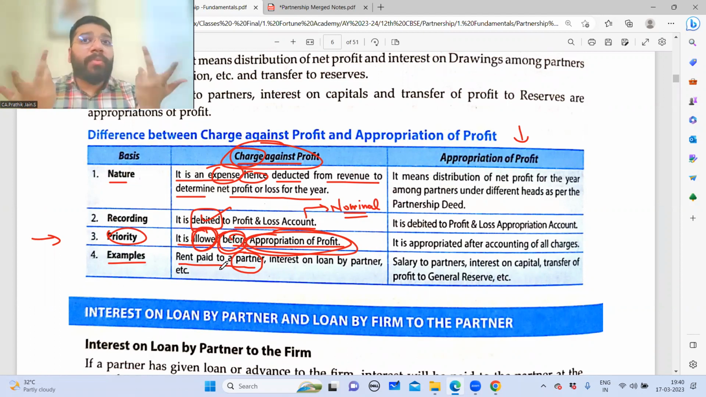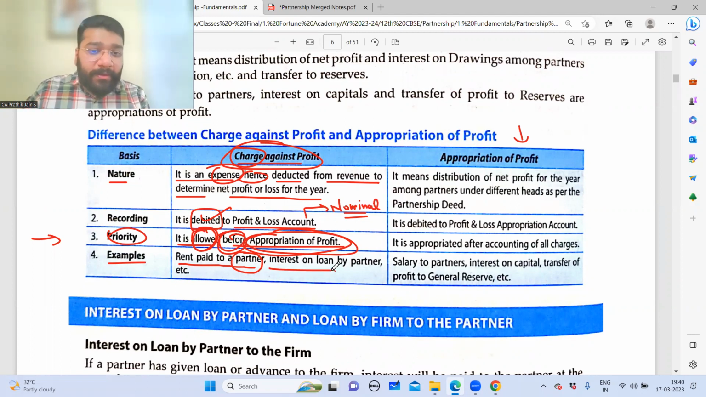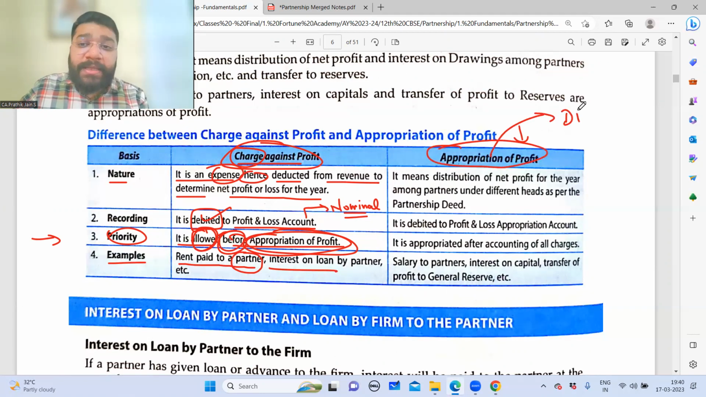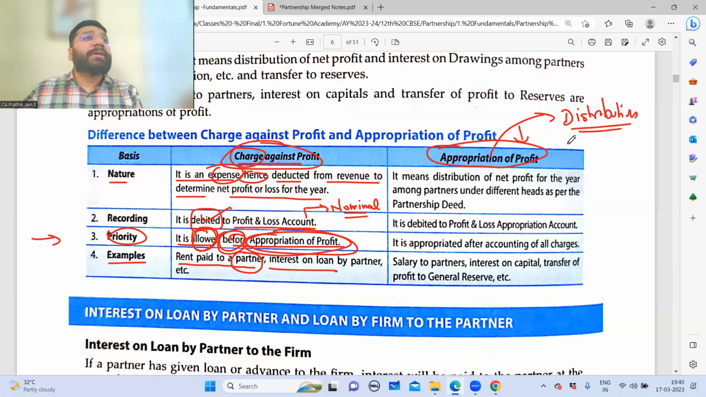you will not be bothered about what is my profit and loss. Let me complete, please. Then I'll come back. Now this is charge against profit. Now what is appropriation of profit? Appropriation of profit means appropriation meaning is distribution. Distribution of profit. Distribution means what? Whatever is available, I'll distribute that only.